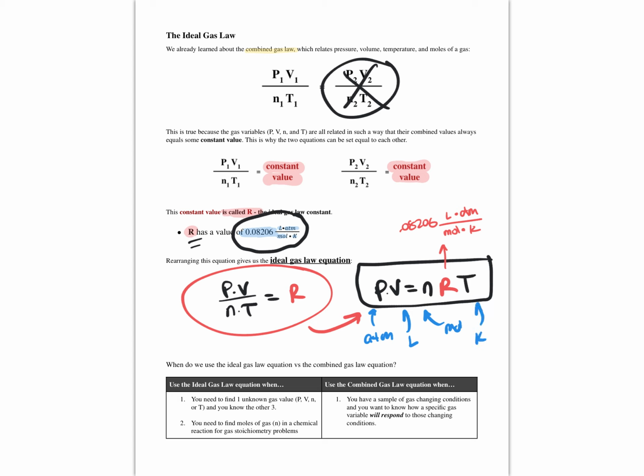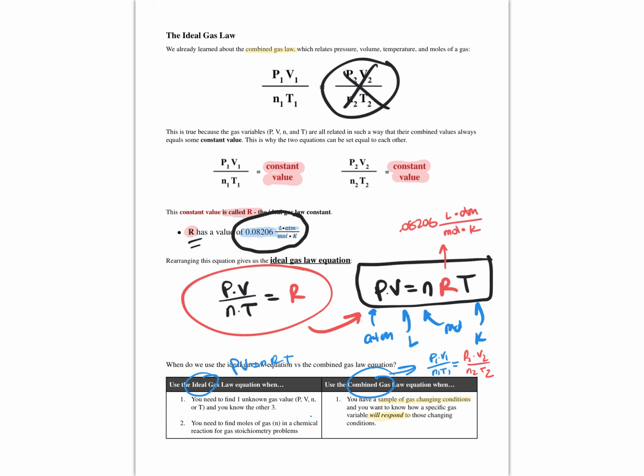And now you may be asking yourself, when do I use the ideal gas law, this new PV equals nRT, versus the combined gas law, which is P1 V1 over N1 T1 is equal to P2 V2 over N2 T2. The combined gas law that we already knew is really only used for when a gas is changing its conditions, and we want to know how variables will respond to those changing conditions, where the ideal gas law is actually a lot more powerful. We don't need changing conditions.